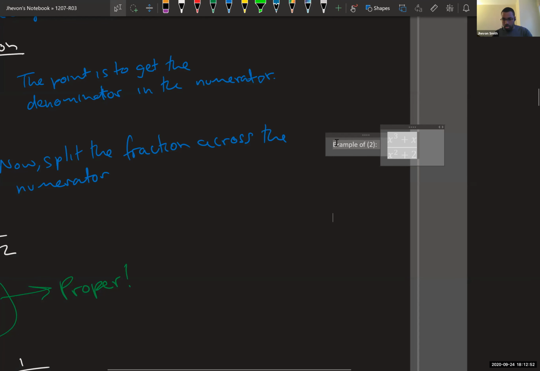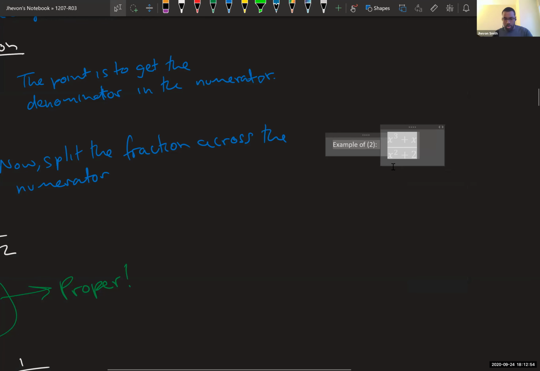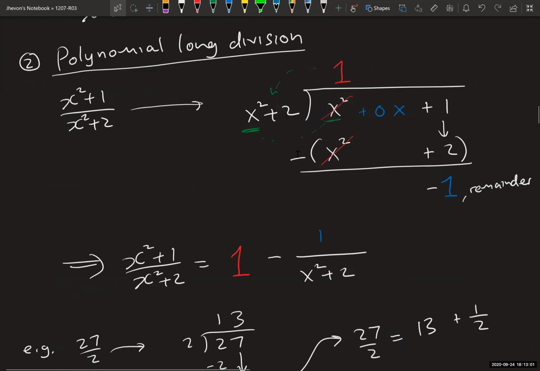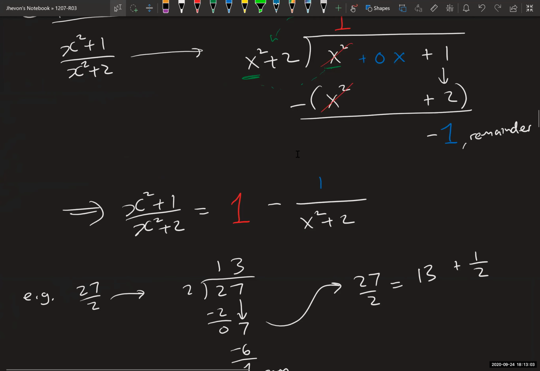Okay, never mind. So I actually did both of those. Professor? Yes. Is it just a matter of preference whether we do algebraic manipulation or long division? Yes. Matter of preference. Okay.